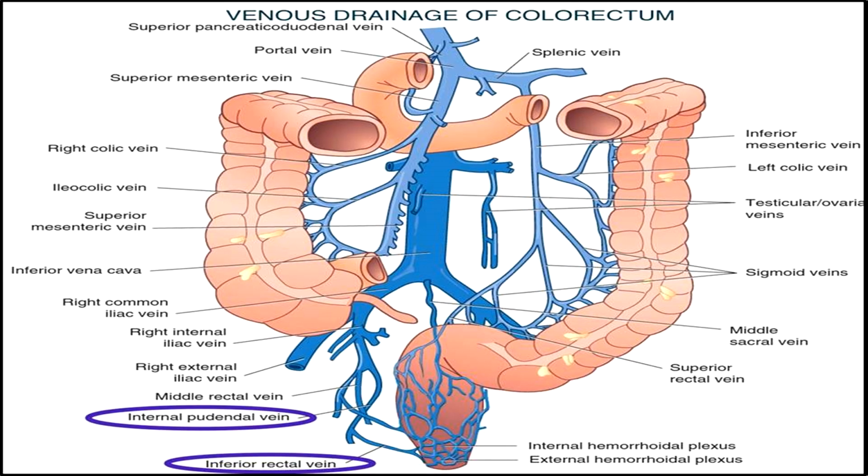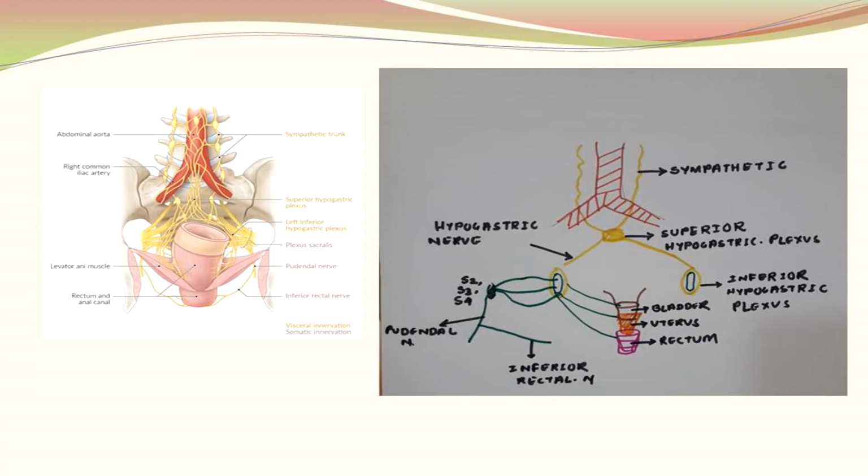Venous drainage is again the same as the arterial supply. Just remember, the superior and the middle drain into the para-aortic region or the IMA, and the inferior rectal drains into the internal iliac vessels. Nothing much to talk about in this.